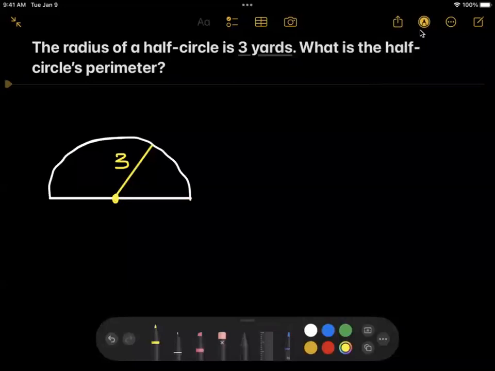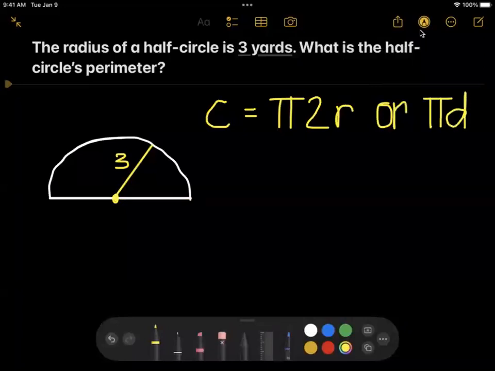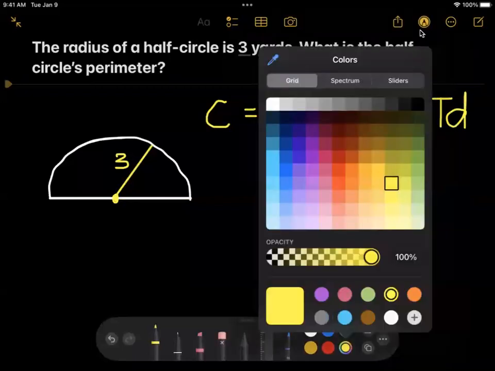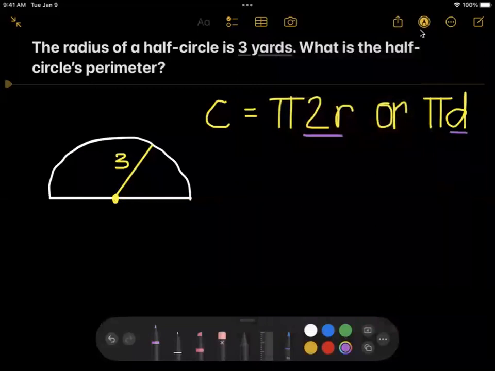Okay, so we know that the perimeter of a circle is also referred to as a circumference. So the formula for circumference is pi times 2 times the radius, or pi times the diameter. The reason we have two different formulas is because 2 times the radius is the same as the diameter. The diameter is twice as long as the radius. So that's why you can use either formula for this.